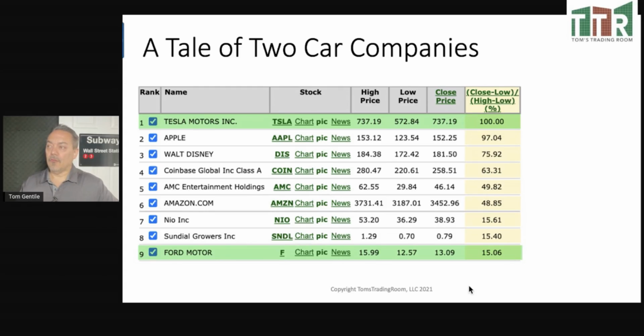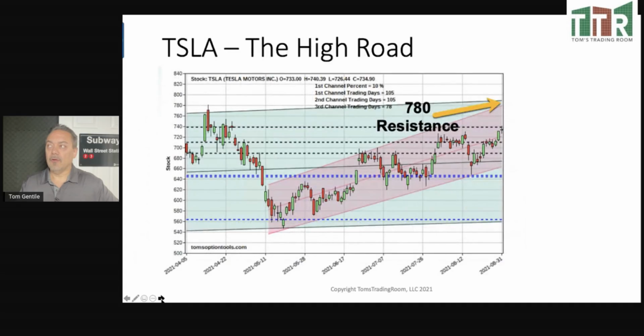Let's talk about number one first. The first stock that I want to look at is Tesla Motors. Now, take a look at Tesla. This is what I'm talking about in the quarter. Now, this chart goes all the way back into April, but we're talking about the last 3 months, okay?